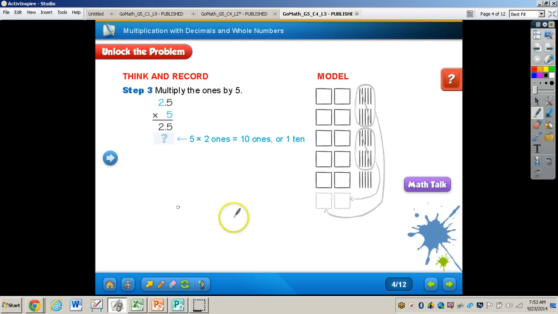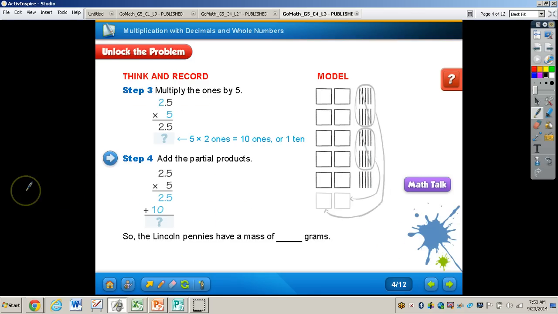Now moving on to the next few steps. Now what we need to do, we need to multiply the ones. So we have 5 1s and 2 1s. So we have 5 sets of 2, 1, 2, 3, 4, 5. And then we regrouped as well. Okay, so first of all, 5 1s and 2 1s gives us 10 1s, or 10.